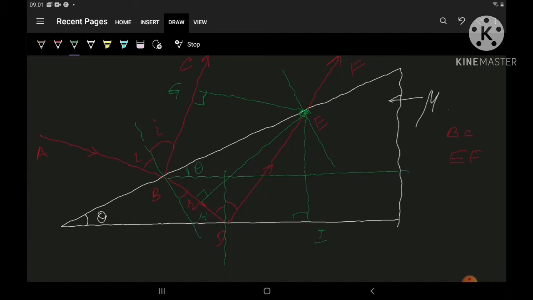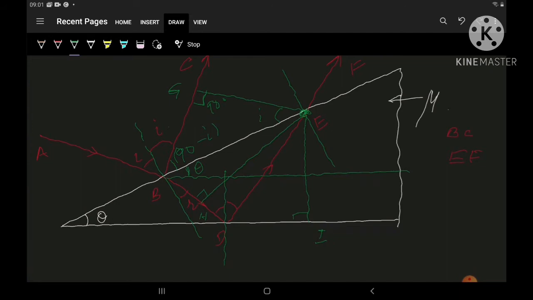Now let us see which angle will be formed here. Because this is angle I, this angle will be 90 minus I, because this is 90, so this angle will be I. Now second thing, let us see here.